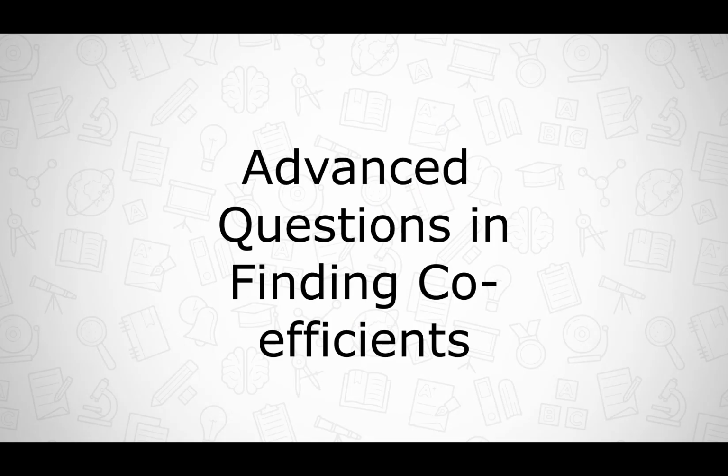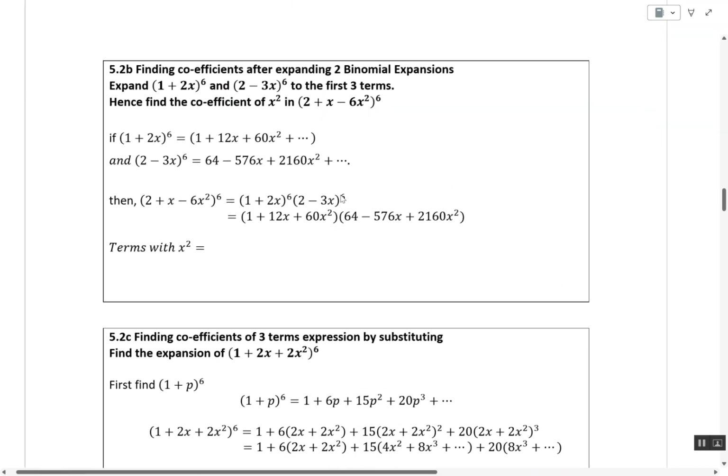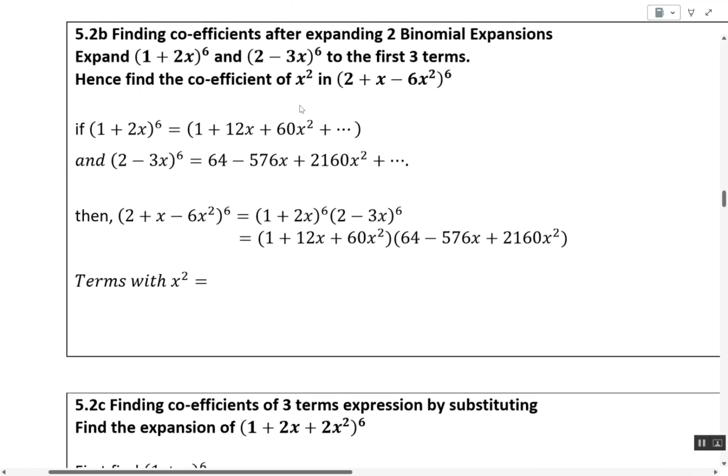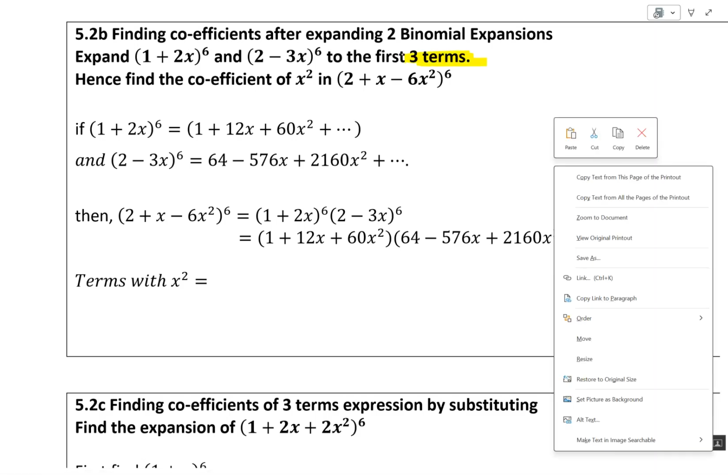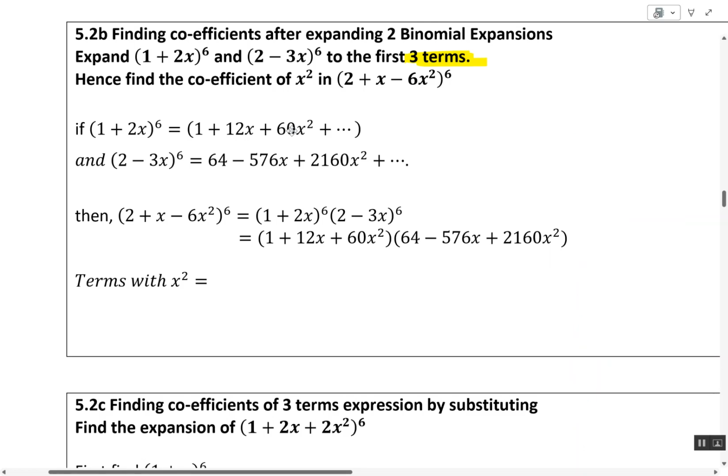The next part over here again is a further application: finding the coefficient after expanding two binomial expansions. So for example, if you're asked to expand these two binomial expansions up to the first three terms, the expanded form, I'm not going to go through your expansion because by now you should be familiar. This is the simplified expanded form.